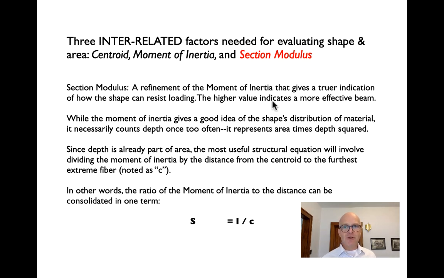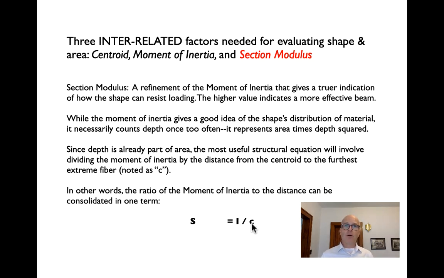Just like moment of inertia, the higher the section modulus, the more effective the beam. Since depth is already part of the area, we take out this factor of depth. And the way we do that is we find the distance from the centroid of the shape to the farthest edge of the shape, what engineers will call the furthest extreme fiber. We'll call that C. And section modulus is just very simply a shape's moment of inertia divided by C.